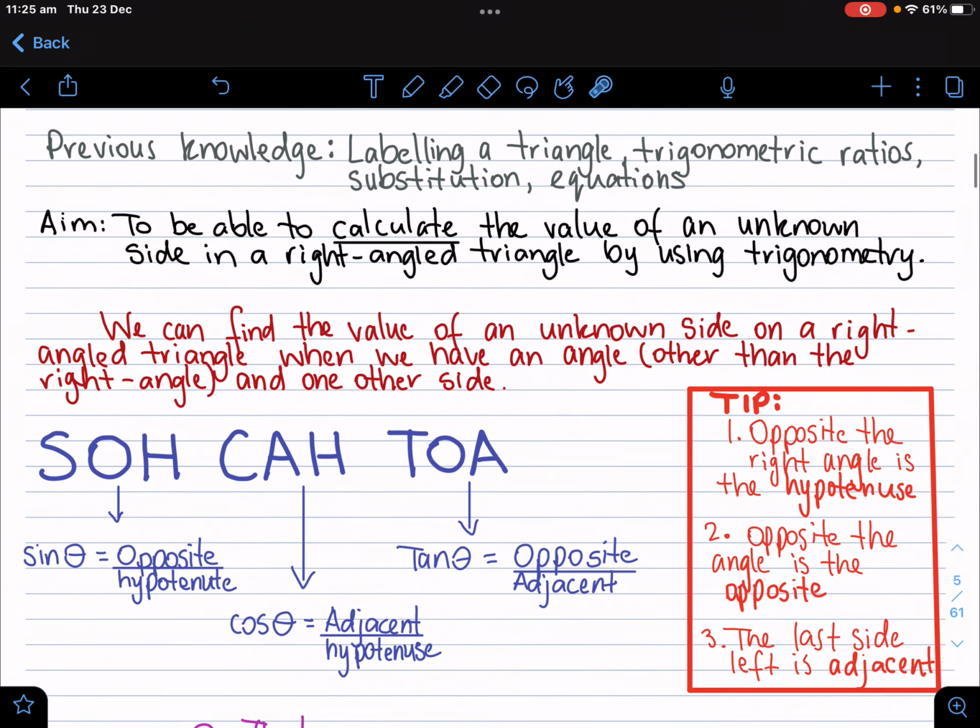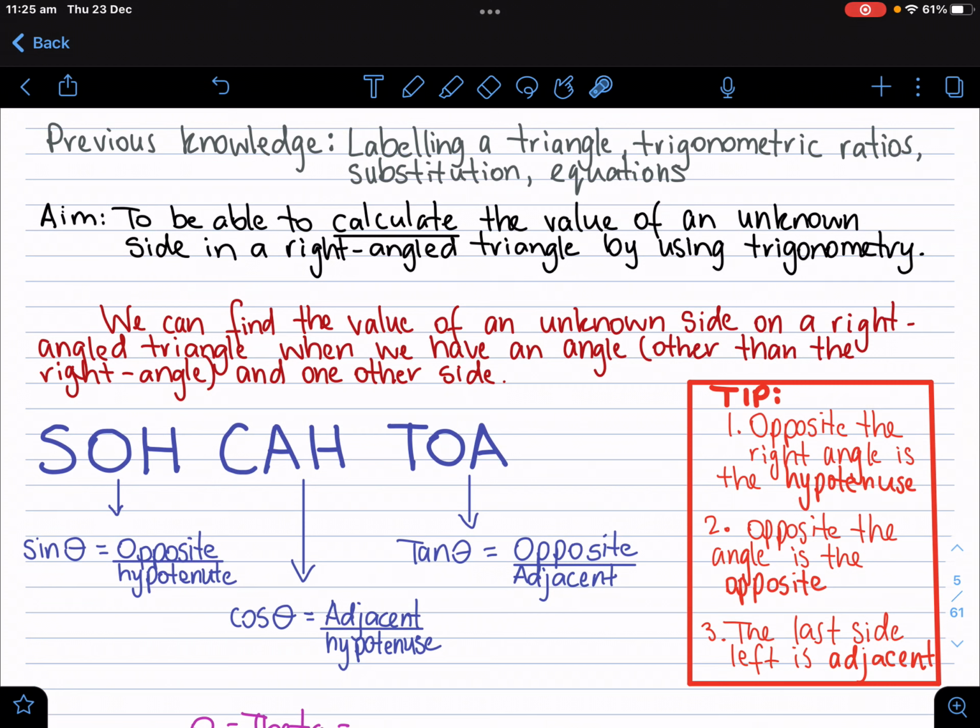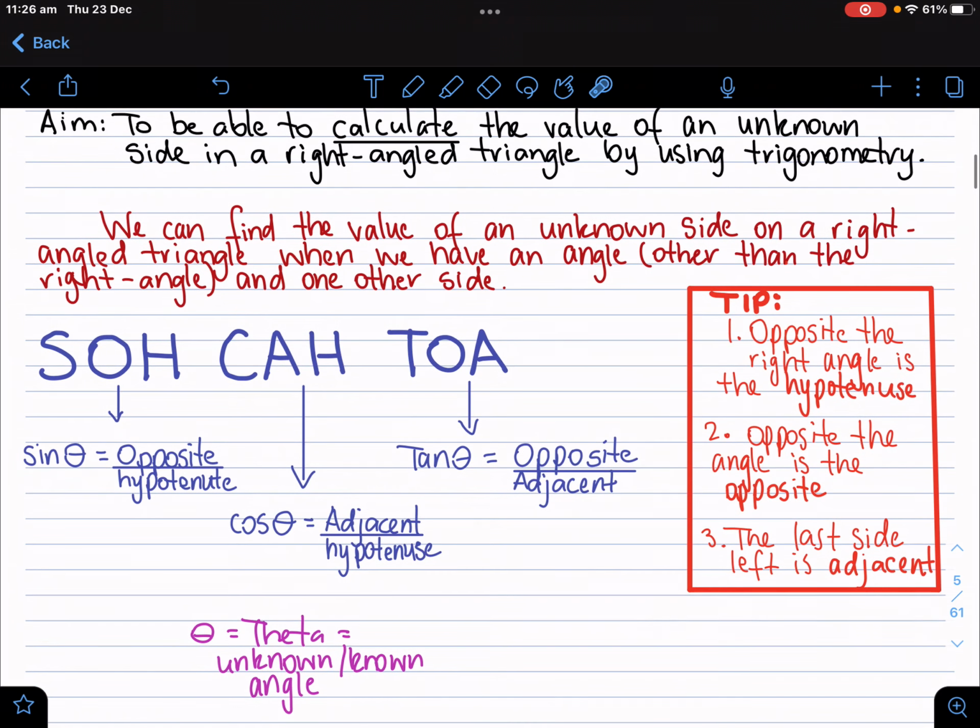It's so important that before you try this video, you know how to label a triangle and you know what the trigonometric ratios or SOHCAHTOA are. You also need to know how to substitute into a formula and use equations. If you don't know how to do that, especially labeling a triangle and the trig ratios, please go watch the videos on them before you watch this. So just a quick recap.